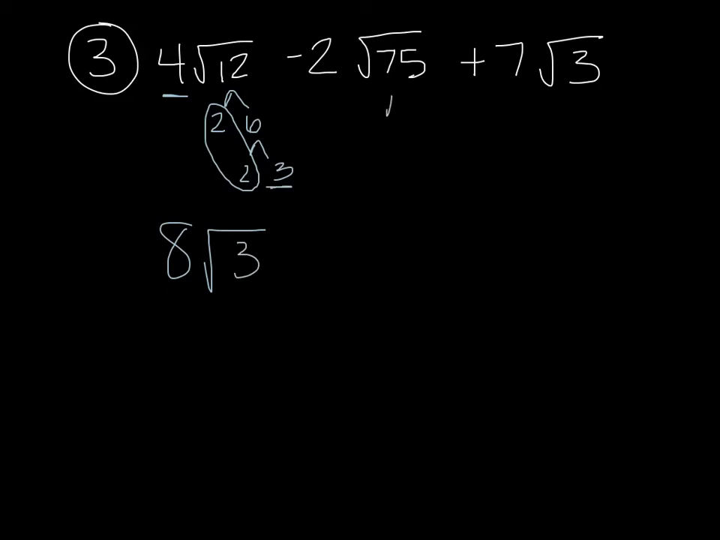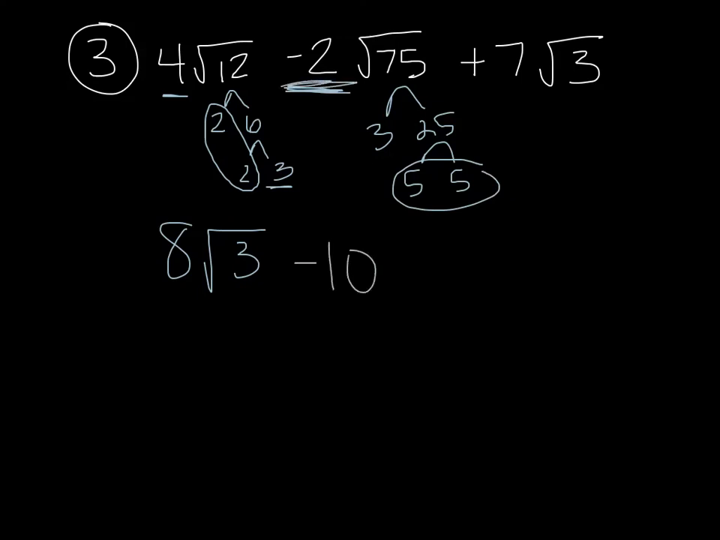Okay, and then look at this one, the 75. You have 3 and 25, 5 and 5. So you have a pair of 5's. Now be careful because you have a negative 2 out front. So 5 times negative 2 is negative 10. That square root, the 3 has to go back in. And then last but not least, this 3 over here. Nothing goes into it, so we just bring it down, 7 square root of 3.